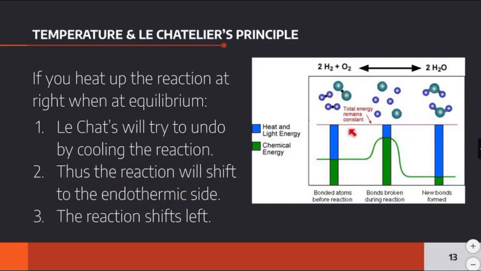So which side is going to be the cooler side? Well, the cooler side is the side with less thermal energy. That's going to be the left side. So this reaction would shift left, which would then mean the concentration of H2O would go down, the concentration of O2 would go up, and the concentration of H2 would go up.